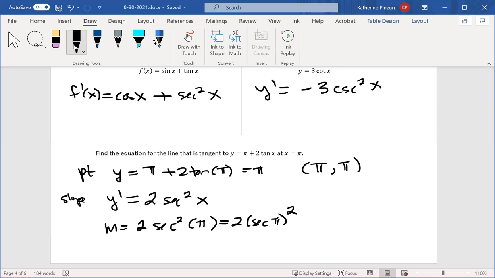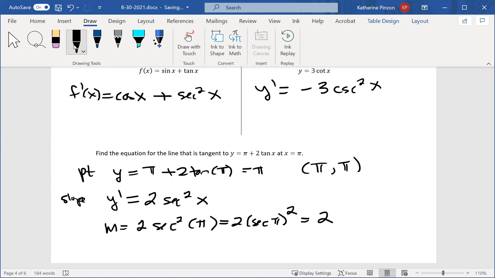Secant is 1 over cosine. Cosine of pi is -1. Yes, you need your calculator in radians to find that. So secant of pi is going to be -1. Squared is 1 times 2 is 2. So this should come out to be 2.